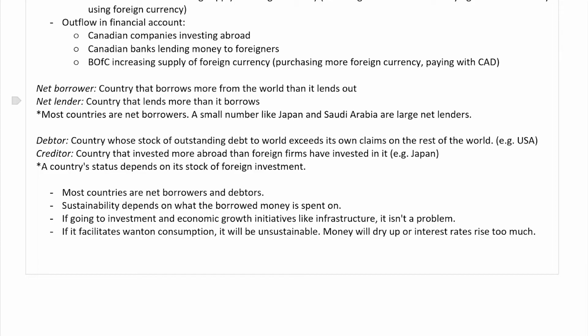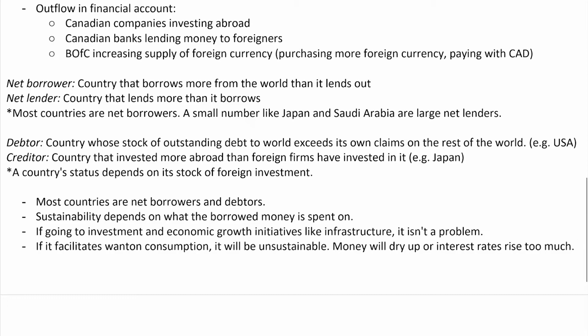A country's status as either a debtor or a creditor depends on its stock of foreign investment. A debtor is a nation whose stock of outstanding debt to the rest of the world exceeds the stock of its own claims on the rest of the world. A creditor is a nation that has invested more abroad than foreign firms have invested in it.